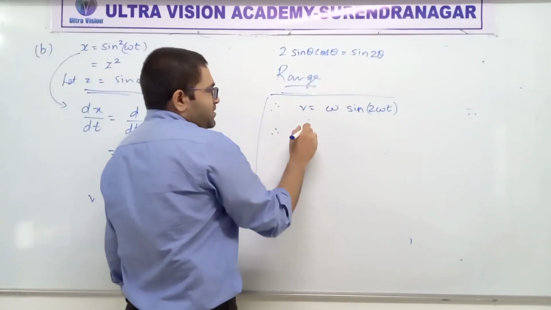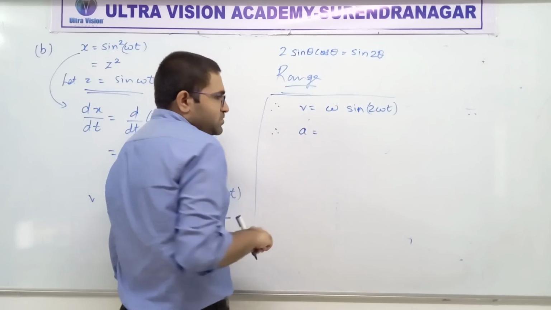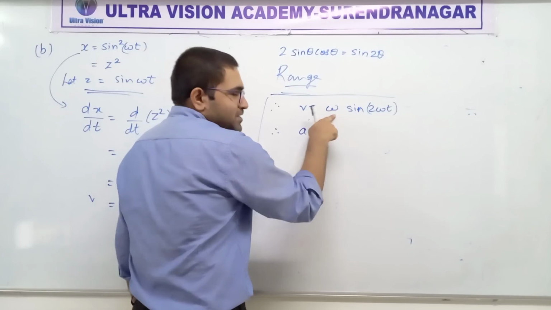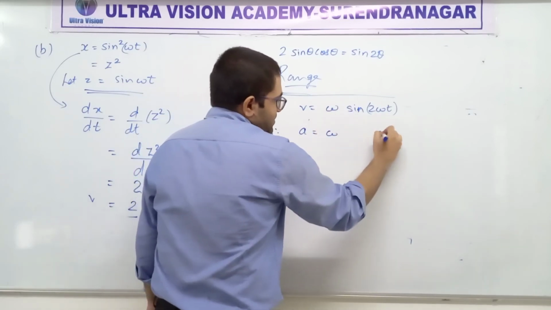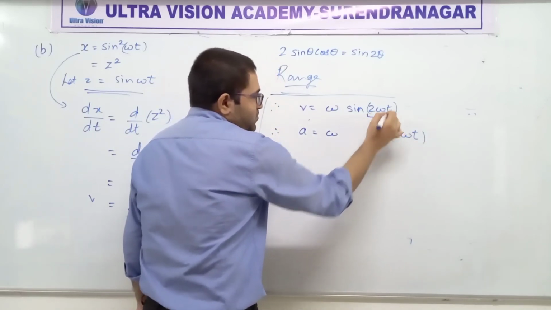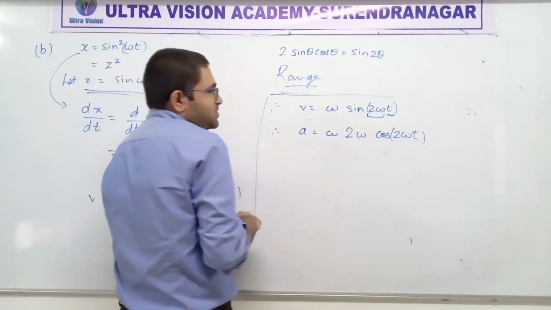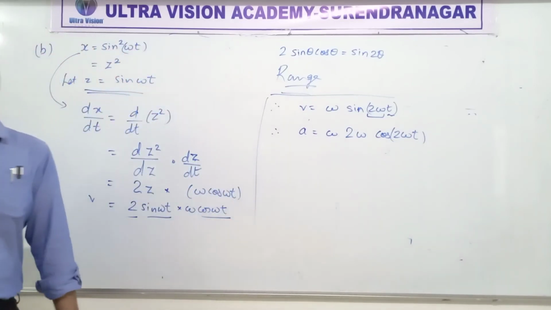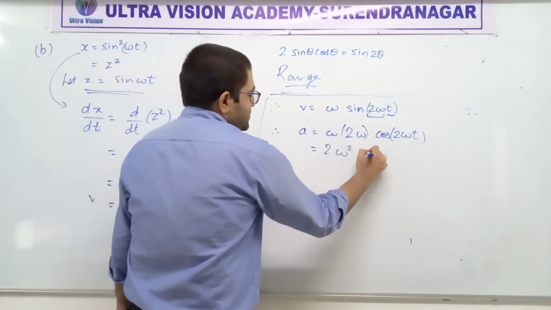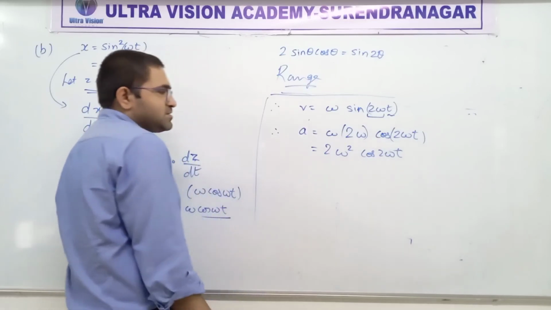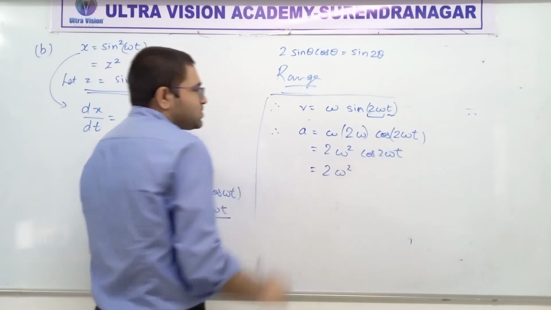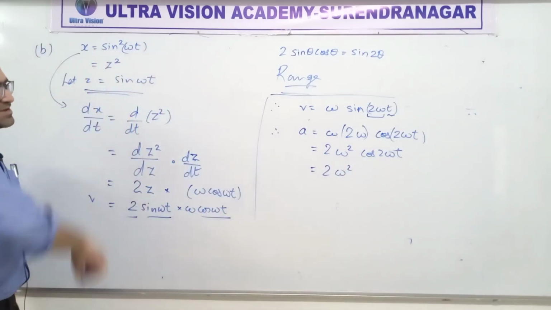Now differentiating one more time. So a is equal to the differentiation of this: omega is constant, no worries, sin's differentiation is cos, but then here t is multiplied by 2 omega, so we have to multiply 2 omega outside. Clear? So this is just 2 omega square cos 2 omega t, right?